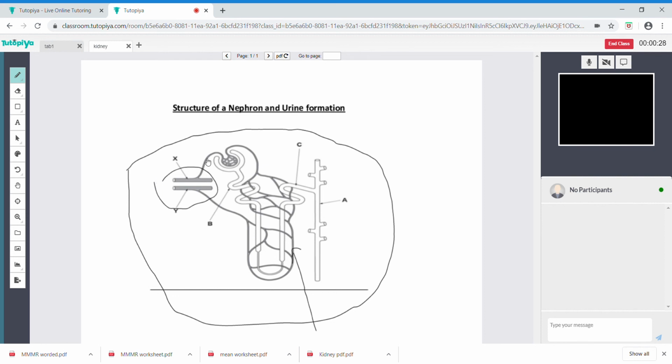Before we go further into the details of the structure of the nephron, it is better for us to have an idea that the basic function of the kidney is to filter out the blood, remove the toxins and balance the homeostasis, which is the internal environment of the body, and that is achieved with the structure nephron, which is present inside the kidneys.